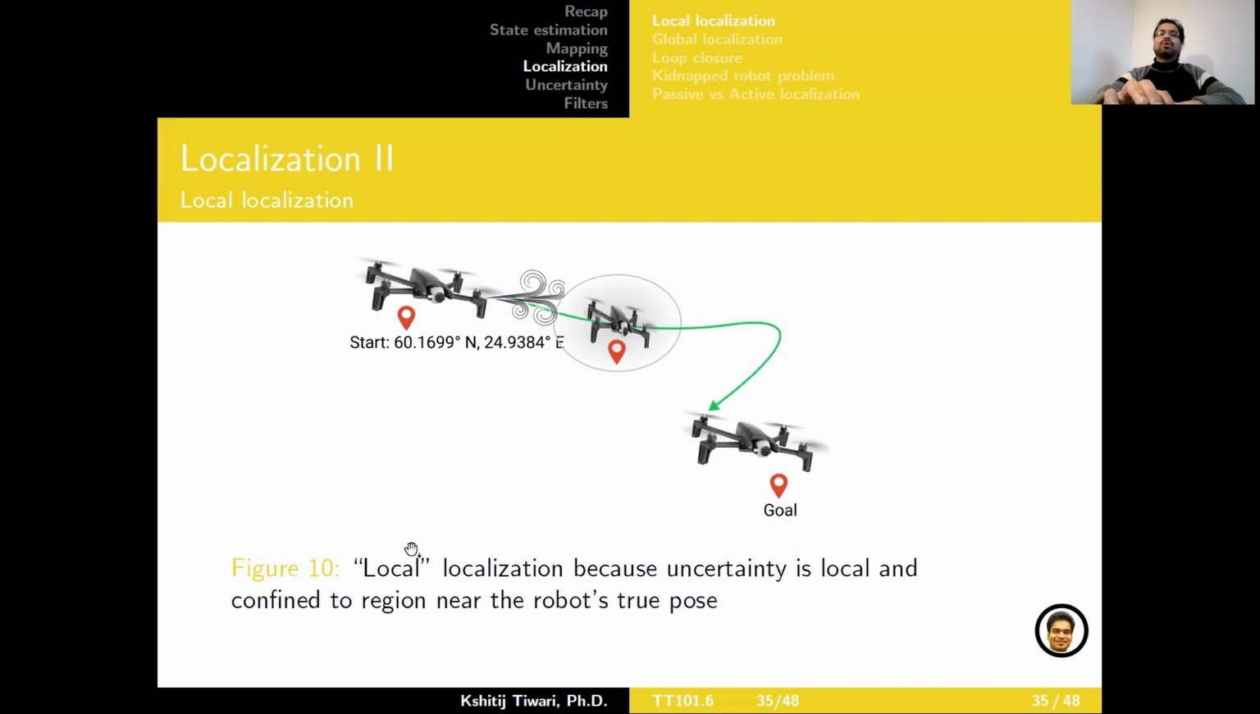And the reason why it is called local localization is because your uncertainty is bounded to your current pose, and that's why it is local and confined to the region near the current true pose, right?